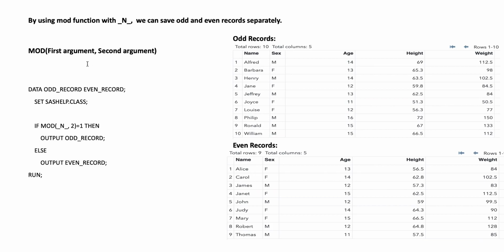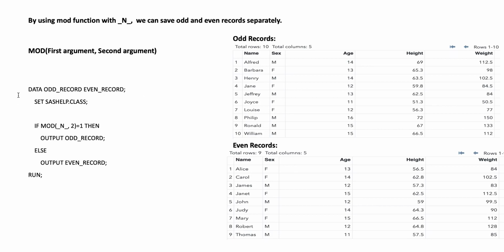The syntax is given here: mod(first argument, second argument). When the first argument is divided by the second argument and the remainder is 1, it gives all odd records. And when the first argument is divided by the second argument and the remainder is 0, it gives all even records.